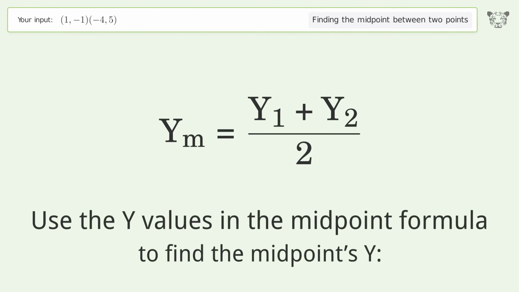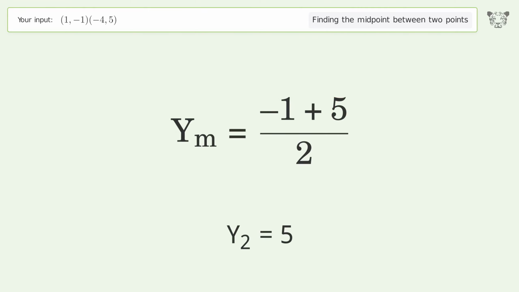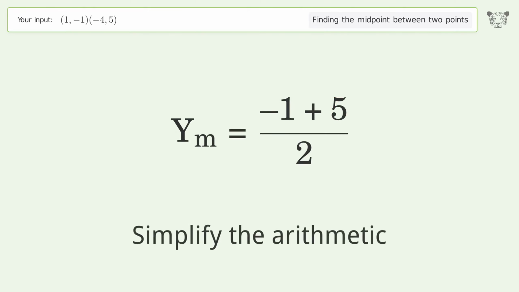Use the y values in the midpoint formula to find the midpoint's y. y1 equals negative 1. y2 equals 5. Simplify the arithmetic.